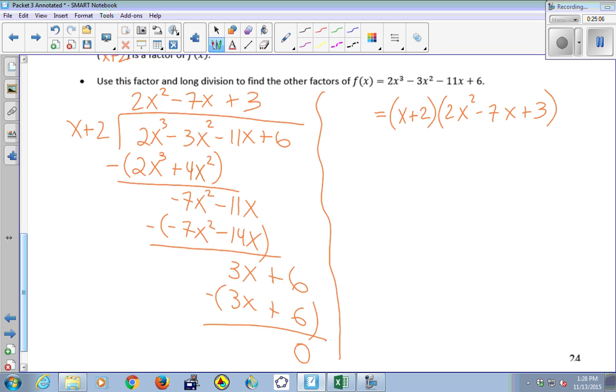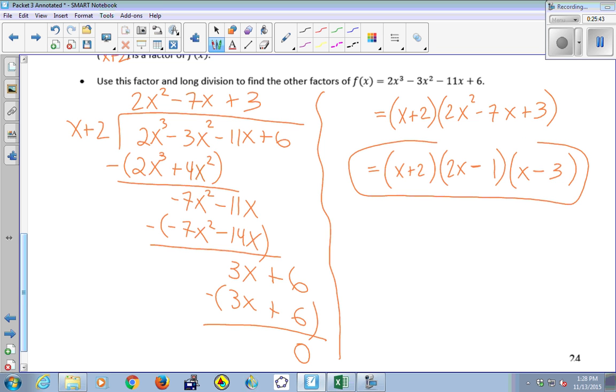And then can you factor that quadratic any further? I'm not sure. I'm just going to try and see if I get anywhere. To get 2x squared, I've got to have 2x and x. I want them to multiply to be positive but add to be negative, so I've got to both be negatives here. So 3 and 1 will work, because that gives me negative 6x minus x and plus 3. So that is the completely factored form of f of x.